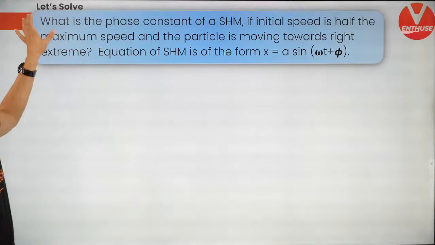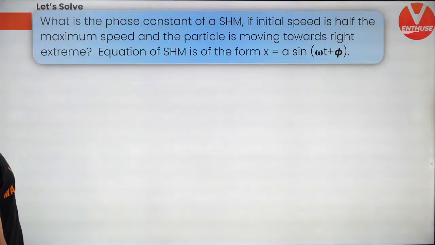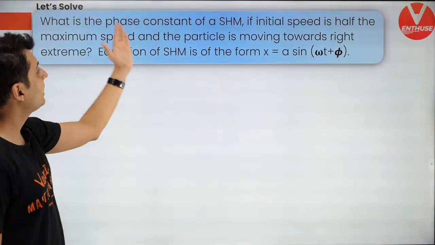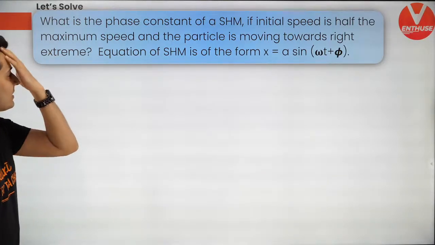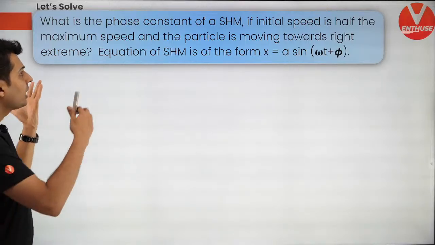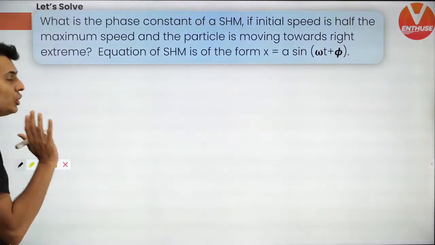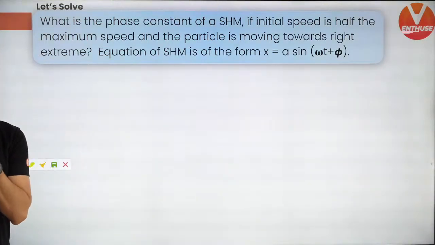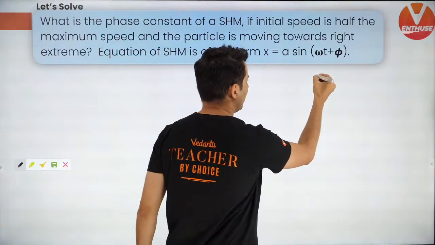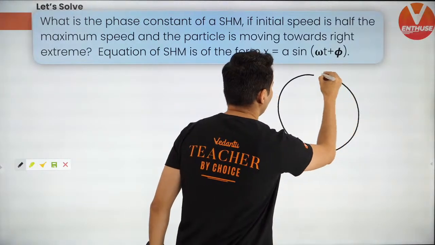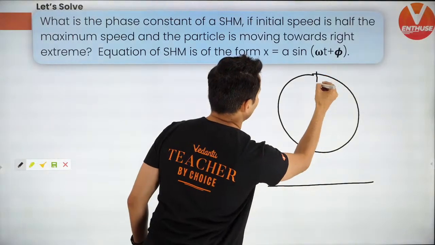So let's do this. What is the phase constant of a SHM if initial speed is half the maximum speed and the particle is moving towards the right extreme? Let's do this without using too many equations. Let's see how we do this. Now just imagine if I draw a phasor diagram of the corresponding SHM. So let's try to do this.